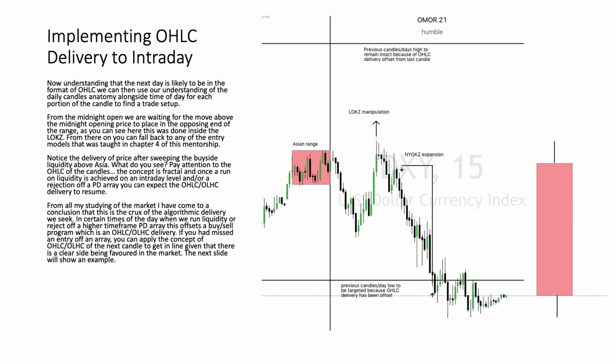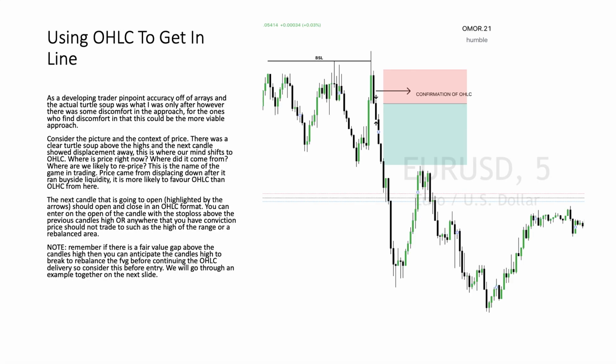From all my studying of the market, I've come to a conclusion that this is the crux of algorithmic delivery we seek. In certain times of days, when we run liquidity or reject off a high time frame PD array, this offsets a buy or sell program. It's either a buy or a sell program. Or there's another one, which is a liquidity generation. Essentially, it's a consolidation. Right, and then we get an offset of open high low close or open low high close delivery. If you had missed an entry off an array, you can apply the concept of open high low close or open low high close of the next candle to get in line, given that there is still a clear side being favored in the market. We'll now go over an example of that.